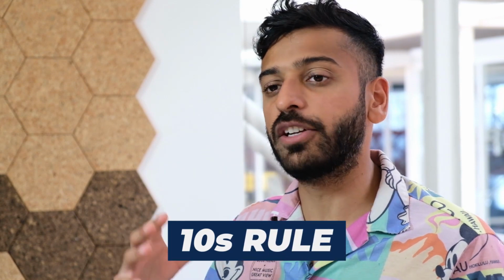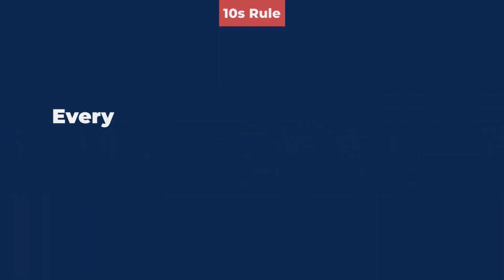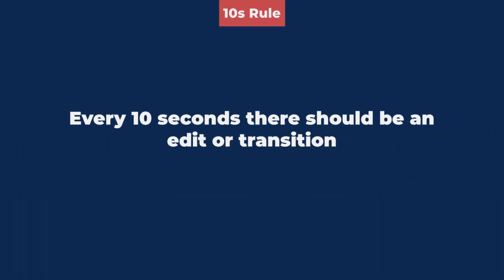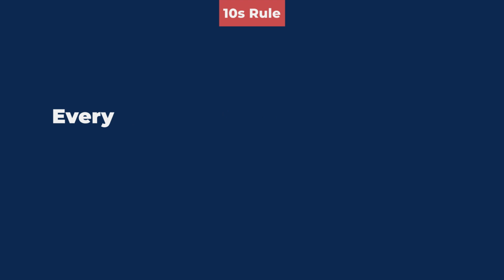There's a rule from Parker Valbeck that I often use. It's called the 10-second rule. It's really a way to ensure that the ads are engaging. And basically the whole gist is every 10 seconds, there should be some sort of edit or transition, and that keeps the video very fresh and engaging.